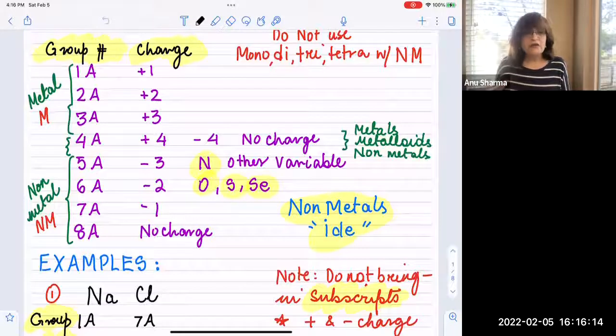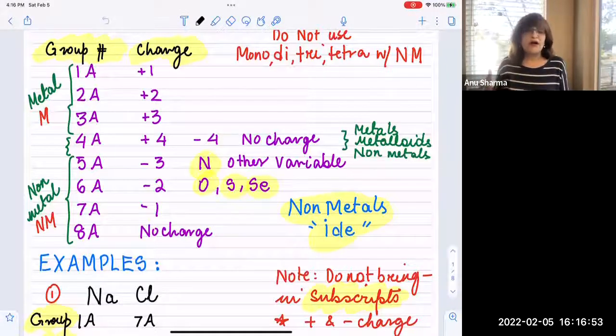But anyway, this is a general trend. Group 1A elements, all of them will have +1 charge. Group 2A will have +2. Group 3A +3. Group 4A +4, and it also can have a -4 charge, but it can also form no charges. In other words, it will form covalent compounds. Group 4A can also form that. Covalent bonds are formed by sharing. Next, group 5A will have -3 charge, group 6A -2 charge, group 7A is -1 charge, and group 8A is no charge. Now group 1A, 2A, 3A, these are metals. Group 5A, 6A, 7A, and 8A, these guys are non-metals.